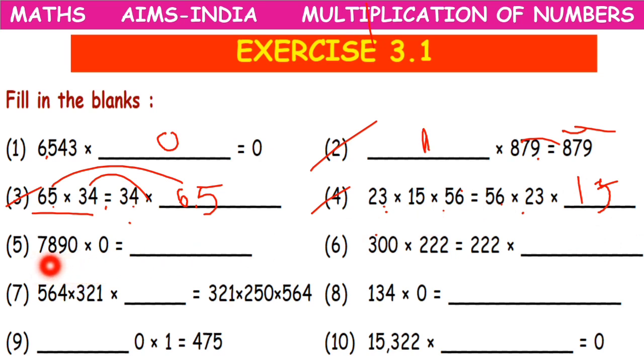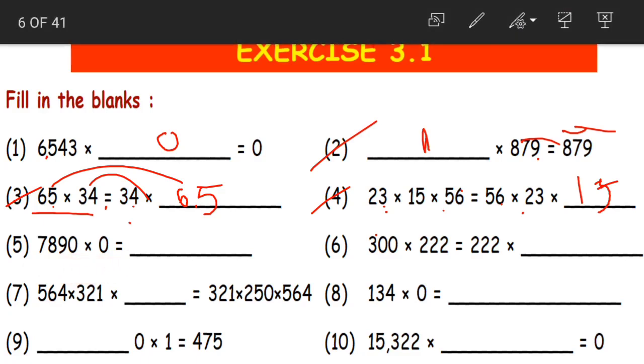Fifth question. Now we have 7890 into 0 is equal to dash. Yes, whenever we multiply a number with 0, the product will be 0 only. Next question 6. 300 into 222 is equal to 222 into dash. See, yes, how to do this children? This will be 300 here. Yes, the order is reversed. 222 written first. So 300 comes second.